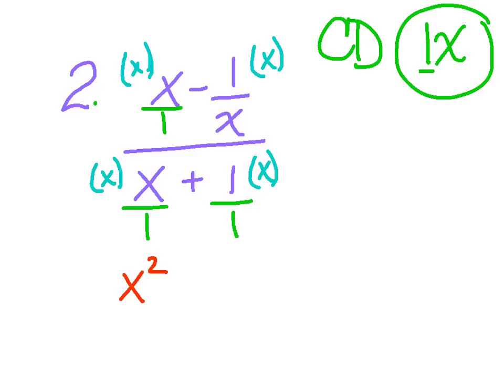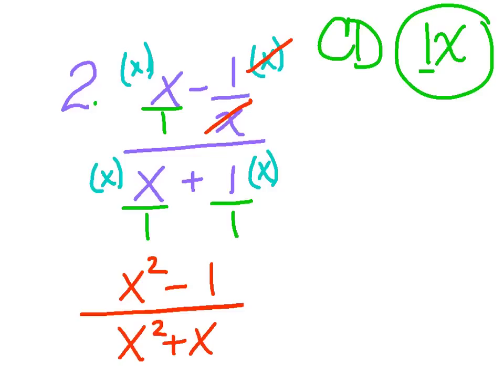On the second fraction, though, here's where that killing the fraction comes in. This x on top and this x on the bottom are gone, and I'm left with a minus sign and a 1. On the bottom here, nothing can cancel, so I've got x squared. And again, nothing will cancel here, so I've got a plus x.